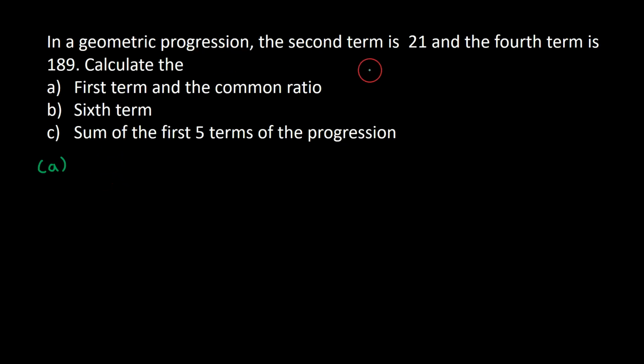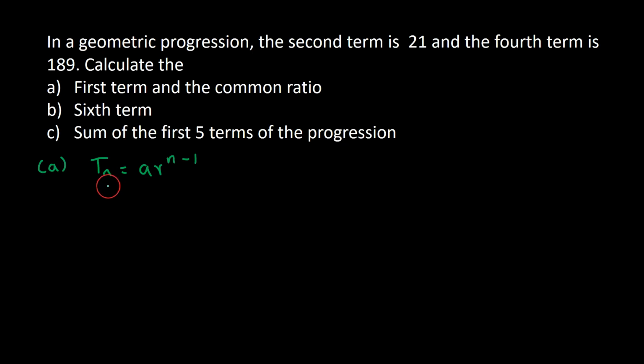When you are given a question like this, you're only given two terms, the second term and the fourth term. What you have to know is that you have to come up with two equations. So let's write our formula for the nth term. Tn equals ar^(n-1).